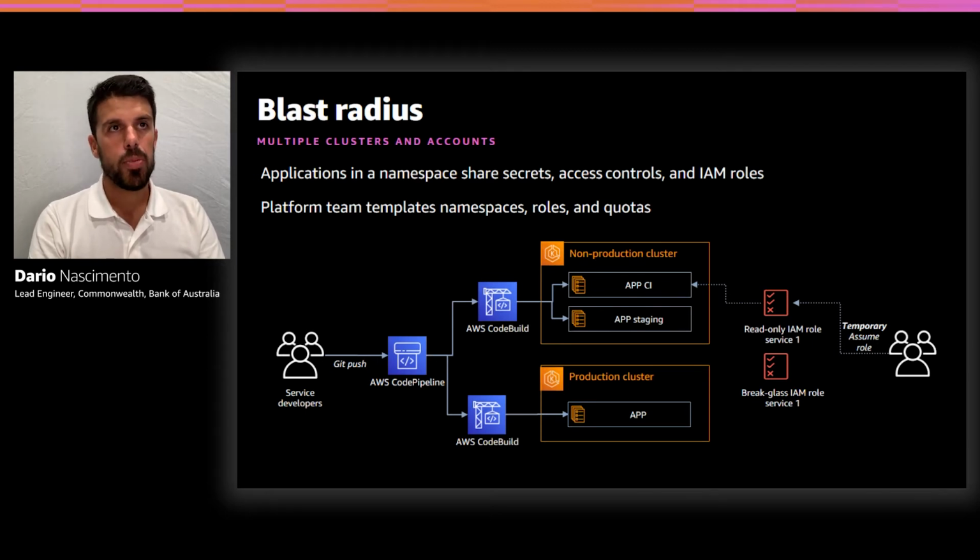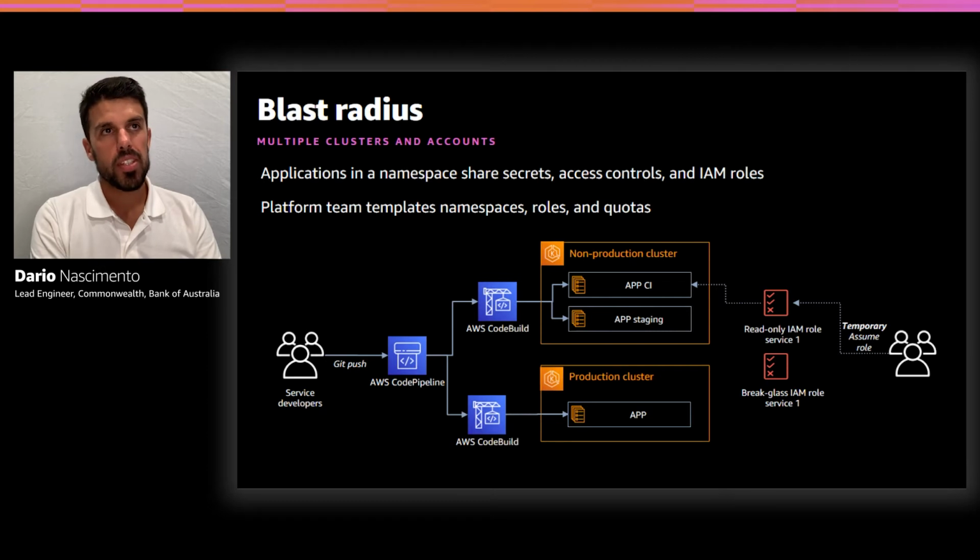All applications in Kubernetes namespaces share quotas, secrets, access controls, service accounts, and IAM roles. So I tend to explain that namespaces are more of a group of resources that we can define access controls upon rather than an actual isolation mechanism per se. And with that in mind, we took the following decisions: that a namespace will only contain one service at a specific release stage, an API in non-production, for instance.